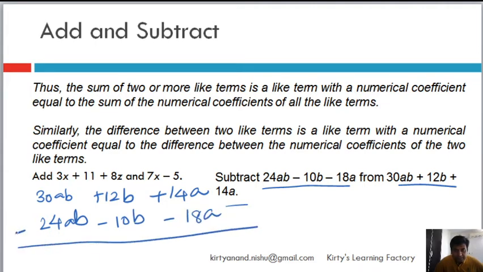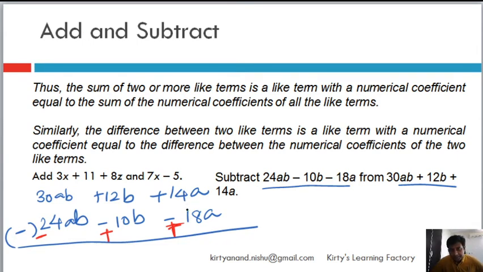But my operation is of subtraction. Whenever the operation is of subtraction, whatever sign you see on the terms of the algebraic expression that you are subtracting, you have to reverse the signs. So right now it is plus, so this will become minus; this is minus, so this will become plus; this is minus, so this will become plus. And then we just do the basic addition.